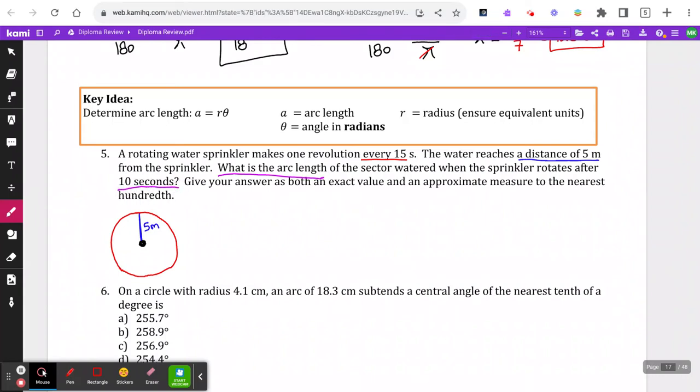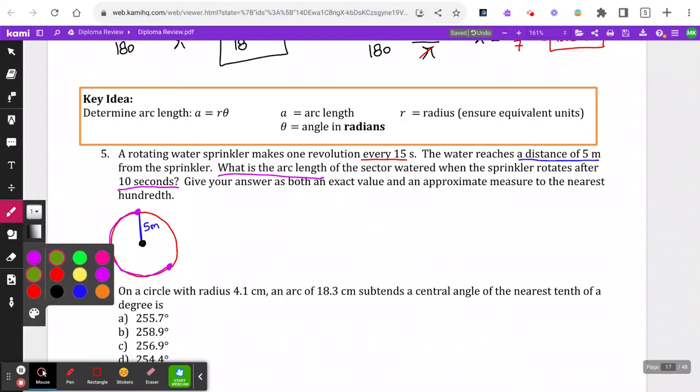So we know 15 seconds is a full cycle. It only did 10 seconds, so it did not do a full spin. It went from here, and it went around, and we don't know exactly how far it went. We just know it went for 10 seconds. Your job is to take those times, 10 seconds and 15 seconds, and figure out how far around the circle you got.